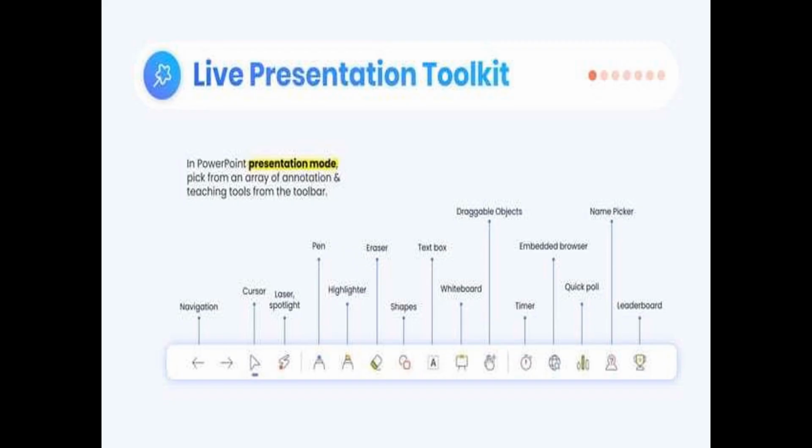Once you enter PowerPoint presentation mode, a discreet toolbar appears at the bottom of your screen. This is your command center. From here, you can toggle between your standard navigation and a variety of annotation and teaching tools. Whether you need to switch to a laser spotlight, grab a pen, or launch a quick poll, everything is organized for quick access so you never have to break eye contact with your students.